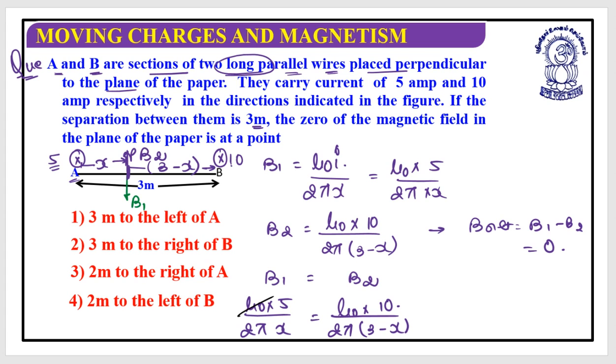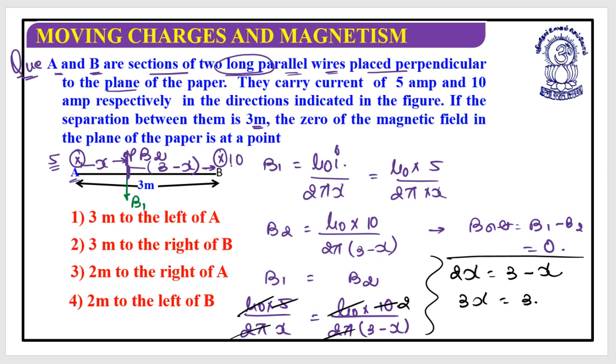So mu naught has gone, 2 pi has gone. 5 twos are 10, and the situation is 2x is equal to 3 minus x. So 3x is equal to 3, and x is equal to 1 meter. Yes, x is equal to 1 meter. If it is at 1 meter, then it must be 2 meter from the segment B, and this should be the answer, 2 meter to the left of B.